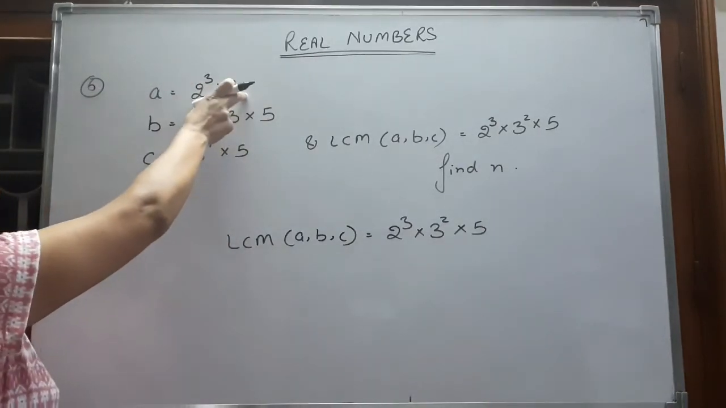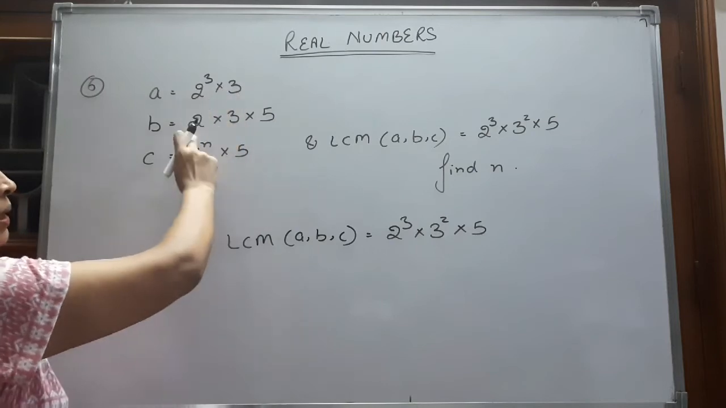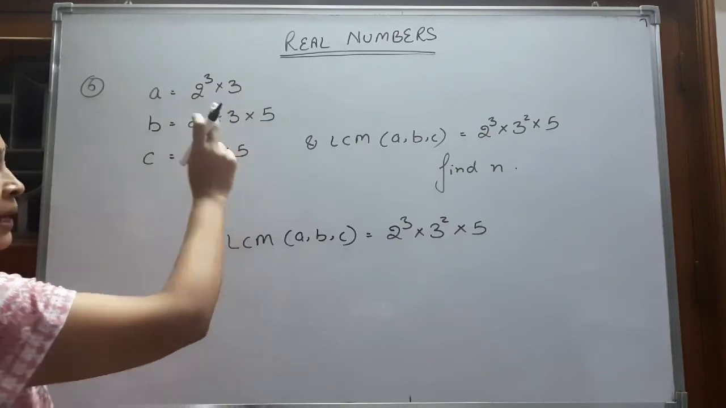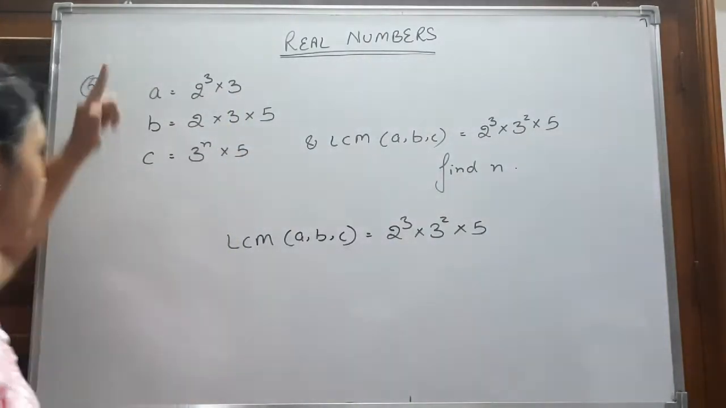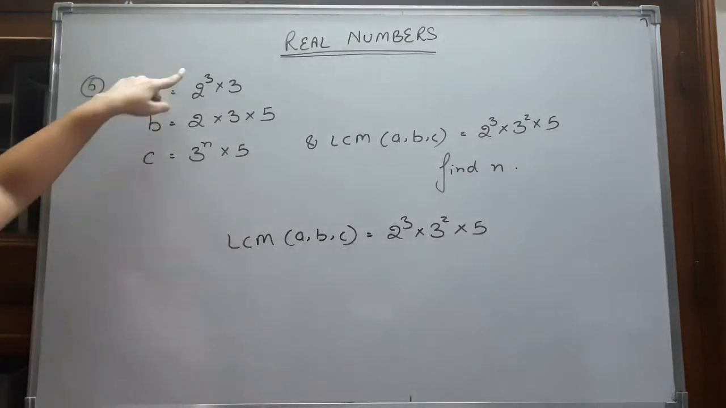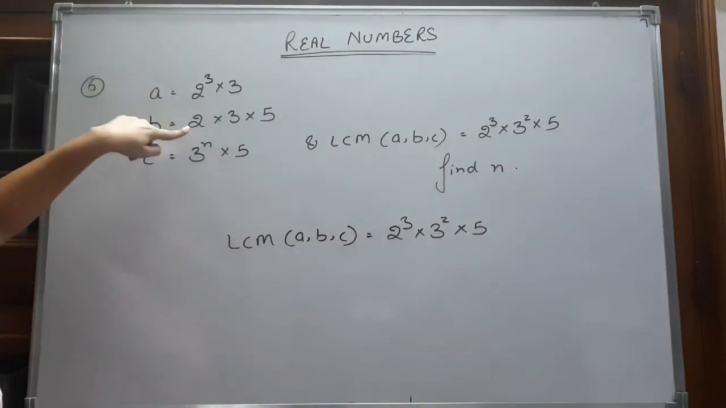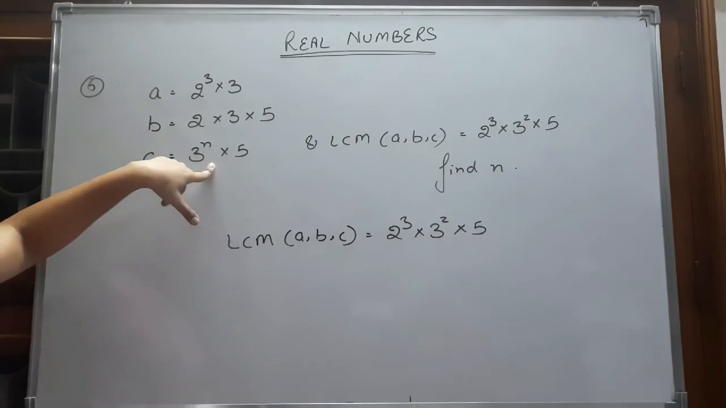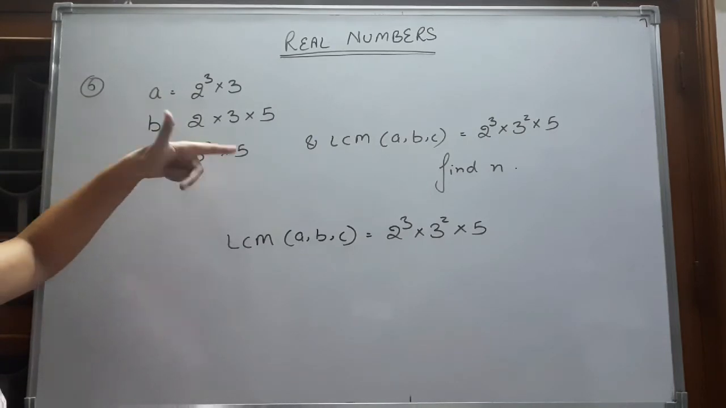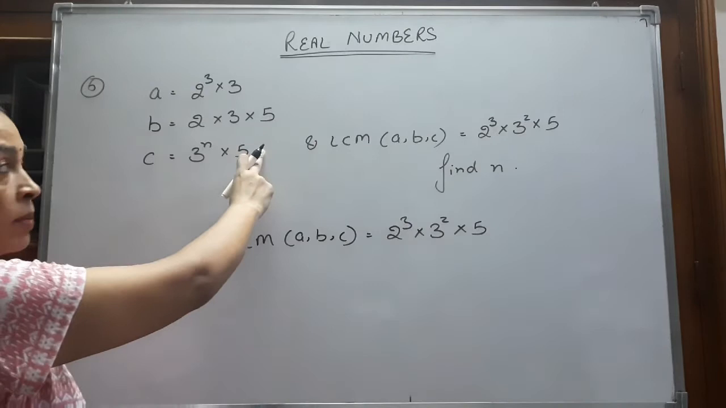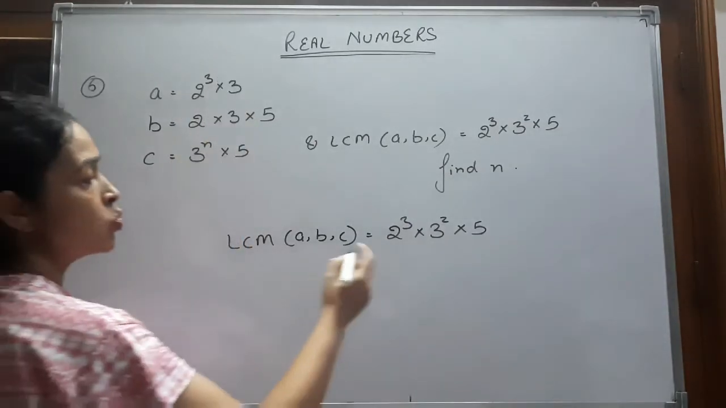Here, in case of A, we have factors 2 and 3. In B, 2, 3 and 5. And in C, 3 and 5. Take a look at 2. Here the power of 2 is 3. And here it is 1. Here it is 2 to the power 0. 2 to the power 0 is 1. We can write it as 2 to the power 0. So the highest power is 2 to the power 3.